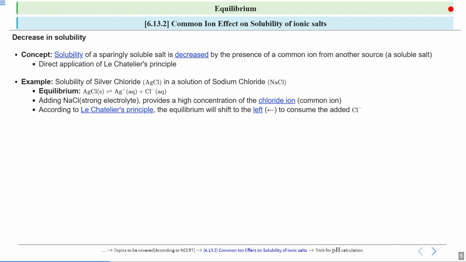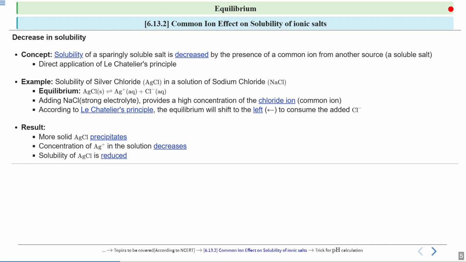Now, what would be the result of this backward shift? First, you will see that AgCl is precipitated more and more, meaning the solid form of AgCl is seen in the solution phase. Then the concentration of Ag+ will also decrease, because to make AgCl we need Ag+. So the Ag+ will be consumed in the backward reaction. As a result, we will see a lower concentration of the same.